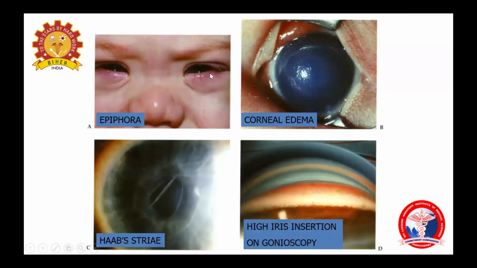This is the triad that we were talking about, epiphora. And you also have corneal edema, which is seen beautifully here. And these are those pictures of Haab's striae, which are tears in the cornea because of the inelastic nature of the cornea. And as you can see here, the insertion of the iris is much higher, thereby blocking the trabecular meshwork. And that is the reason why the intraocular pressure will increase.